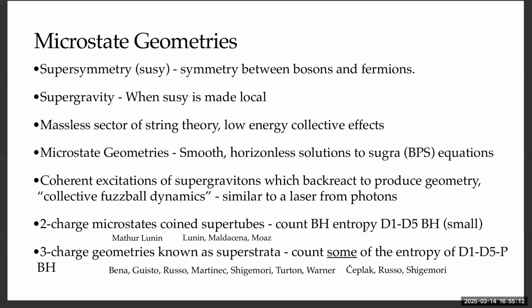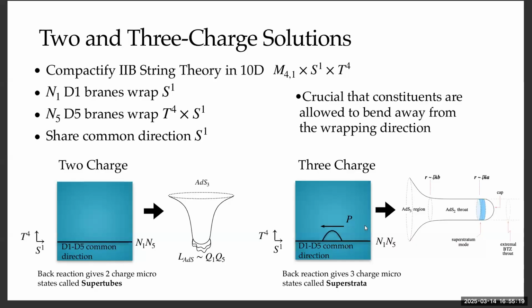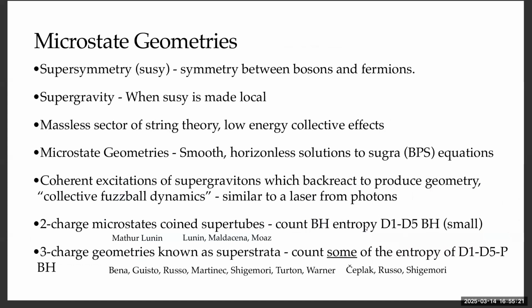And then we would like to construct the microstates. Why do you somehow pre-assume there will be no horizon in this case? Okay, it's a conjecture. The conjecture is that everything is horizonless, that there's no horizon in phase space.